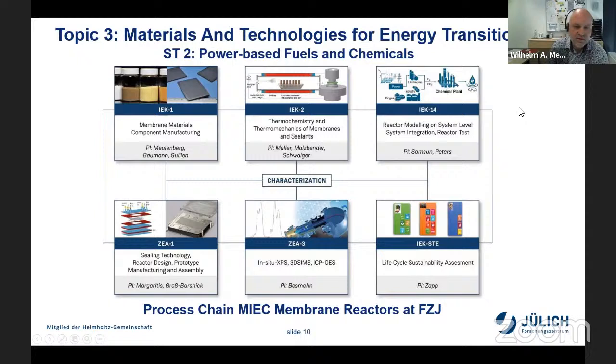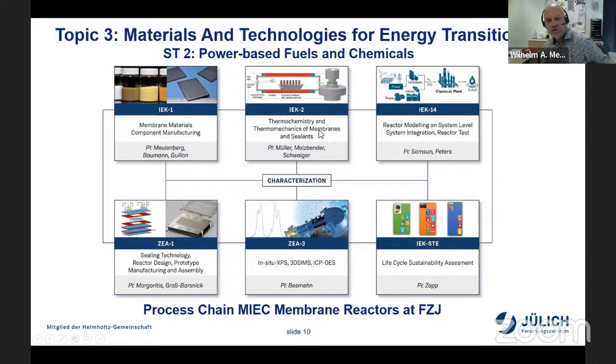And here you see how we work. So I'm working in the IEK1. We are experts in material synthesis and component manufacturing. Our colleagues from the IEK2, they are destroying everything. That means they make the fracture mechanics and also the thermodynamical assessment of the membranes and also of the sealants.